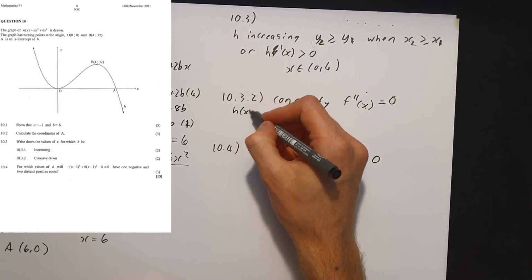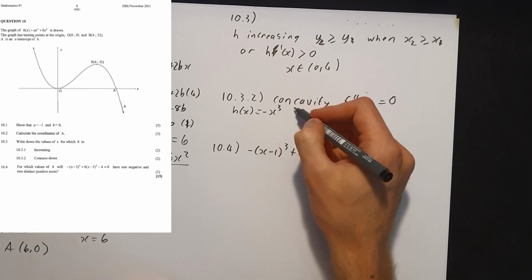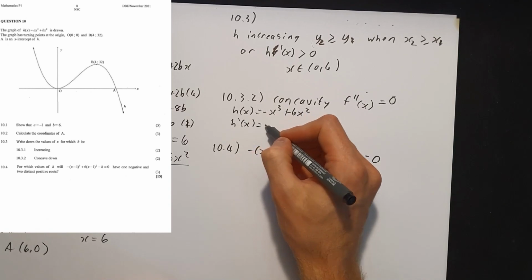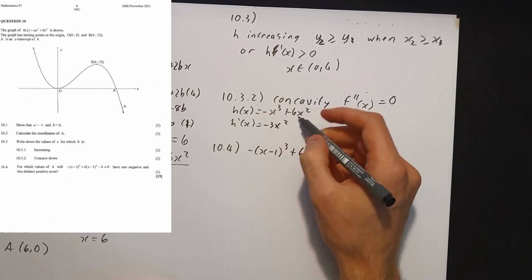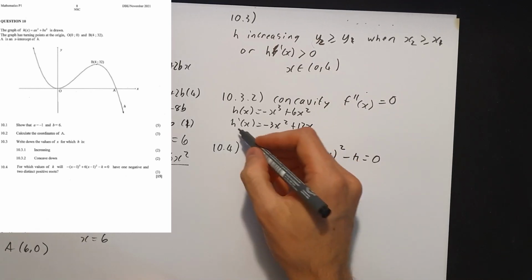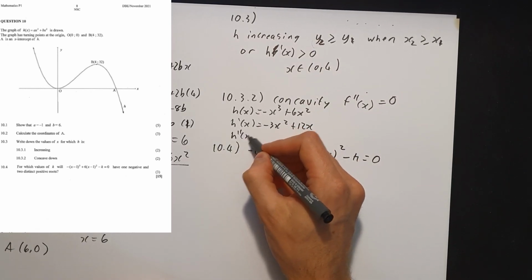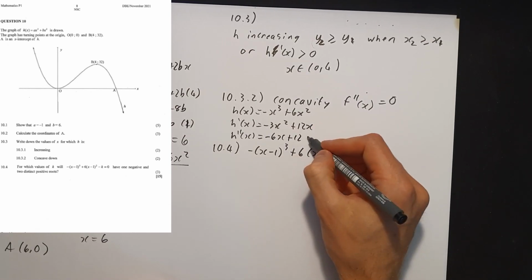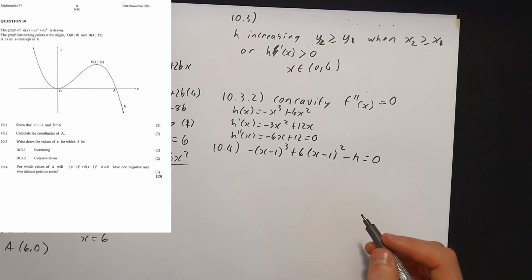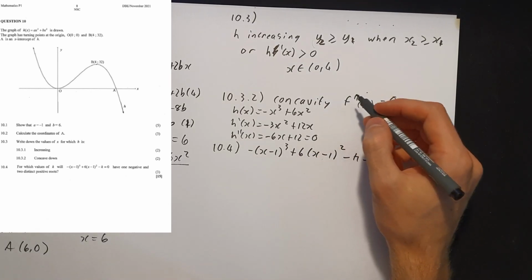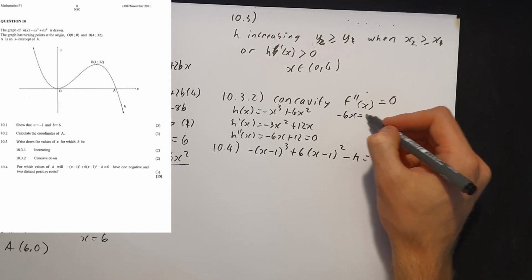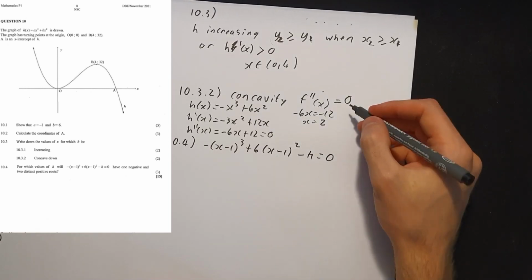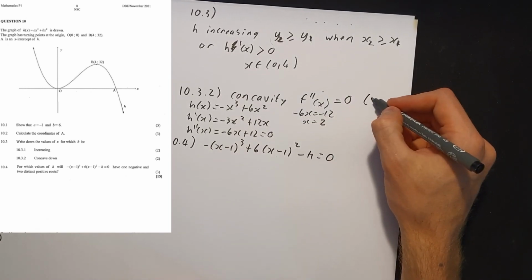Our function h of x equals negative x cubed plus 6x squared. So the first derivative of that is going to equal negative 3x squared plus 12x. Therefore, the second derivative is going to equal negative 6x plus 12, and we're finding where that equals 0. If we solve for that, we have minus 6x equals minus 12, so x equals 2. Therefore my inflection point is at x equals 2.